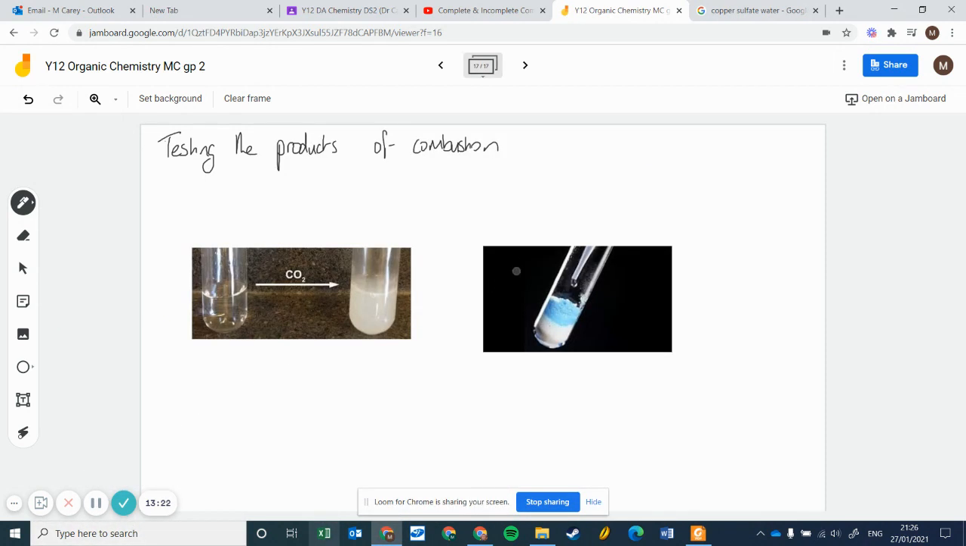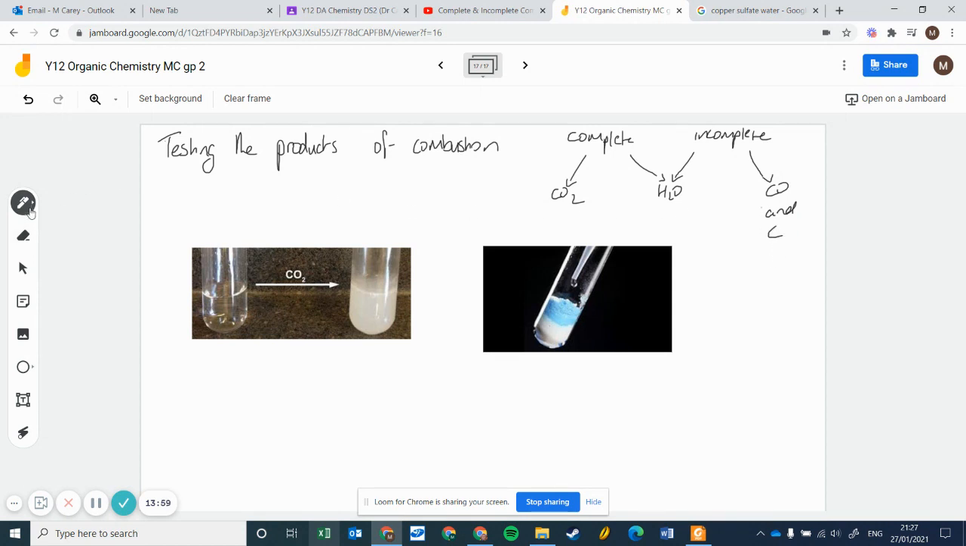Okay, so apart from the flame colour, to give us an idea of what sort of substance we have, we can also test the products of combustion. Now, remember that you have complete and incomplete combustion, and the products are slightly different. For both complete and incomplete combustion you're going to get water. Complete combustion will give you carbon dioxide. Incomplete will give you carbon monoxide and also carbon, which we don't include in chemical equations.